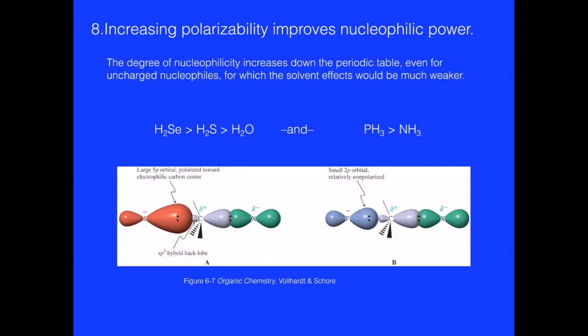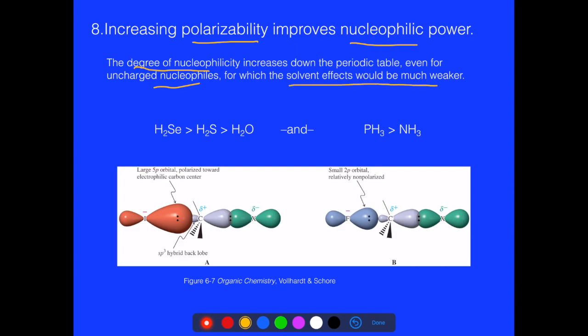At the beginning, we saw that polarizability of the nucleophile also increases its nucleophilicity, or nucleophilic power. The degree of nucleophilicity increases down the periodic table, and that's even for uncharged nucleophiles. That's because the atoms are much larger, and the solvent effects are also much weaker. Thinking fluorine, chlorine, bromine, and iodine: iodine, at the bottom, is more polarizable, and so it has a greater nucleophilic power.